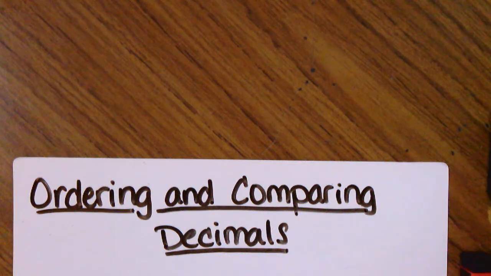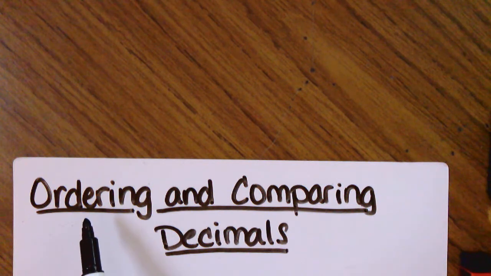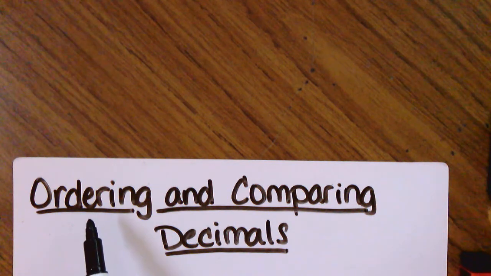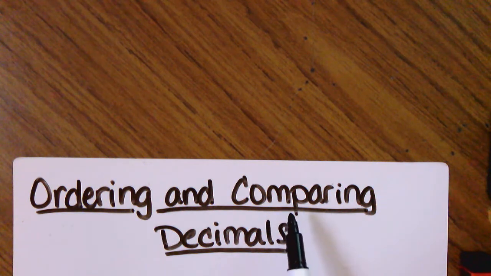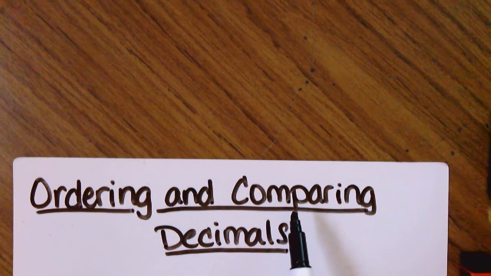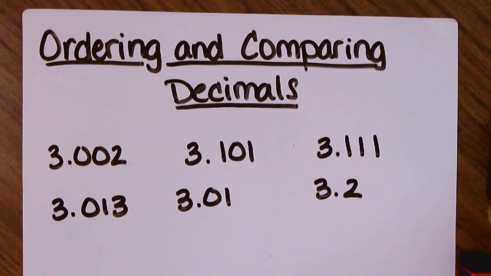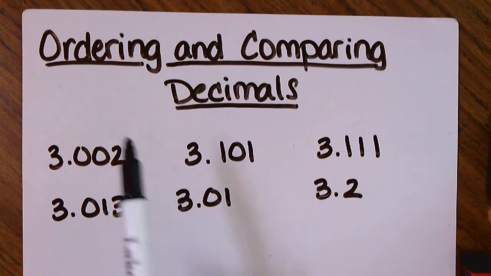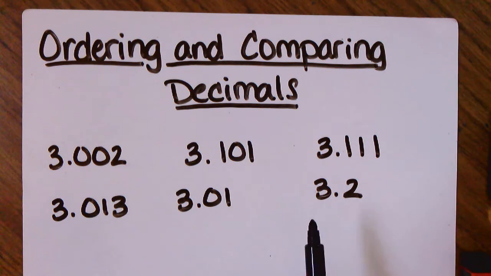So in this video, we are going to be looking at ordering and comparing decimals. Ordering is anything that says put these numbers in order from least to greatest or from greatest to least, and comparing means that we're just looking at two numbers and saying which one is bigger, which one is smaller. So how can we do that? Decimals do get a little bit tricky. Let's say you got a problem that asked you to order all 6 of these numbers from least to greatest. Well, how would you start?